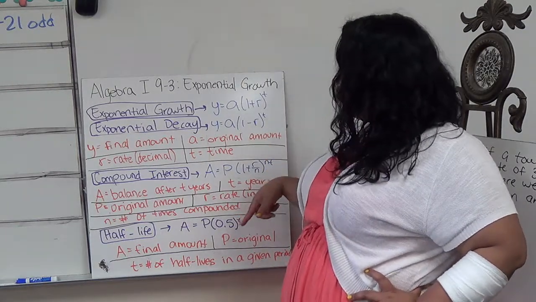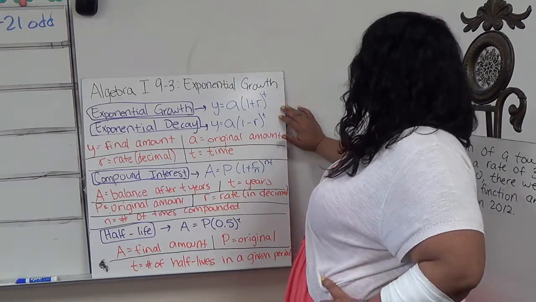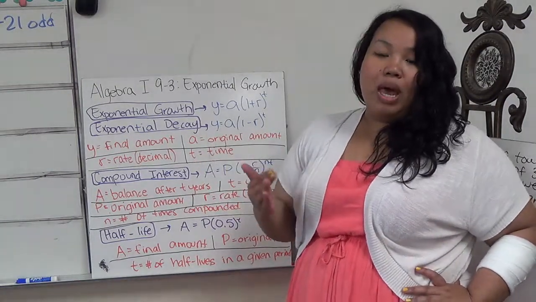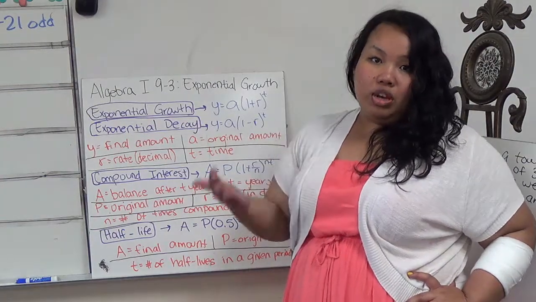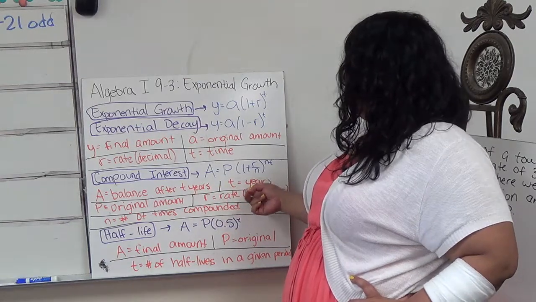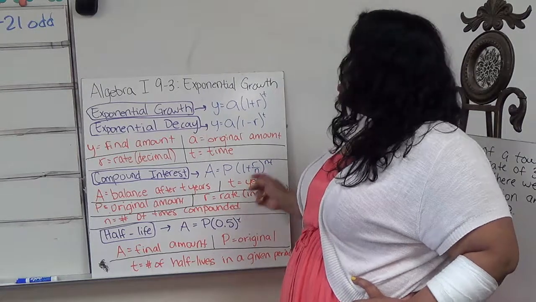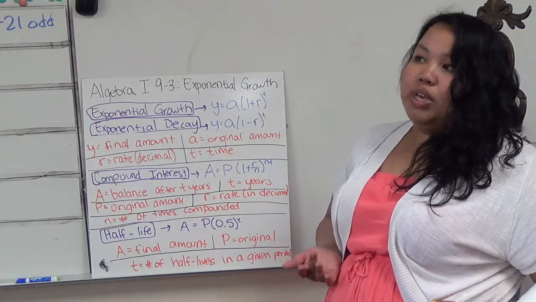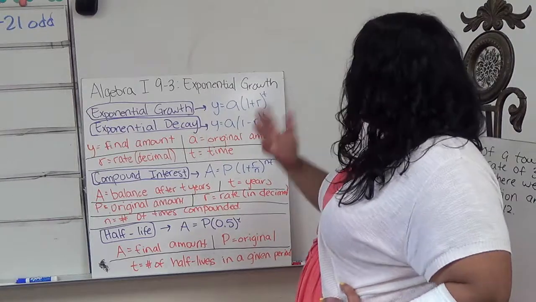Compound interest has to do with finances, and that happens when you have interest that's compounded every year. So then you have a new initial value every year. The A is the balance after t years, P is your original amount, r is your rate in decimal, and n is the number of times compounded. So if it's yearly, it would be 1. If it's bi-yearly, it would be twice. If it's quarterly, it's 4, and so on and so forth.